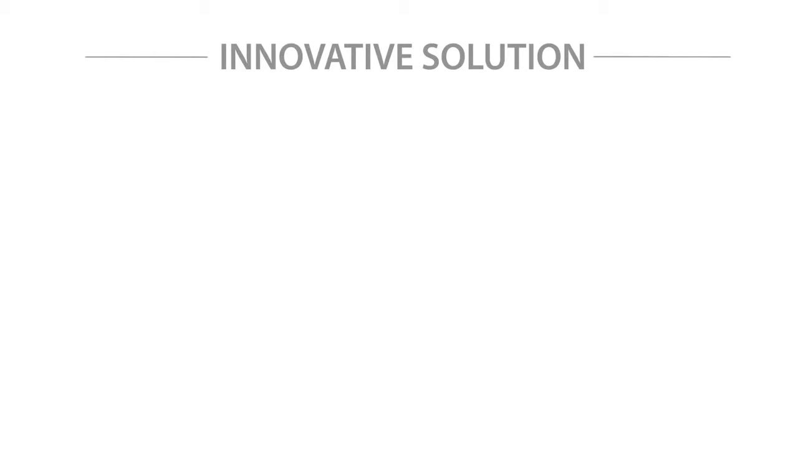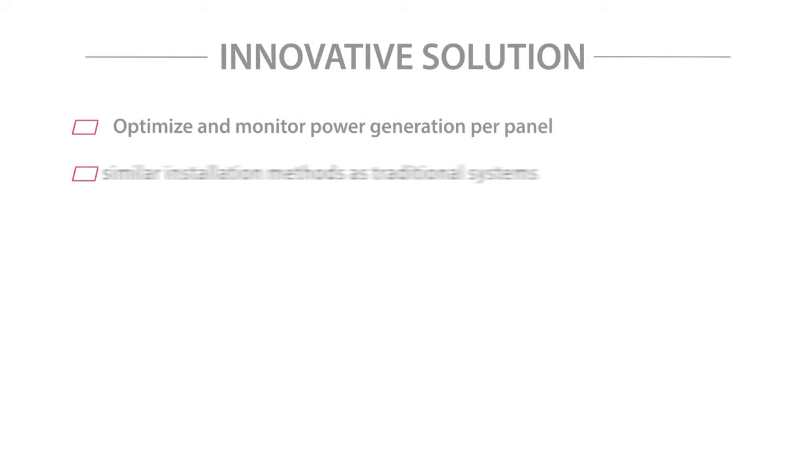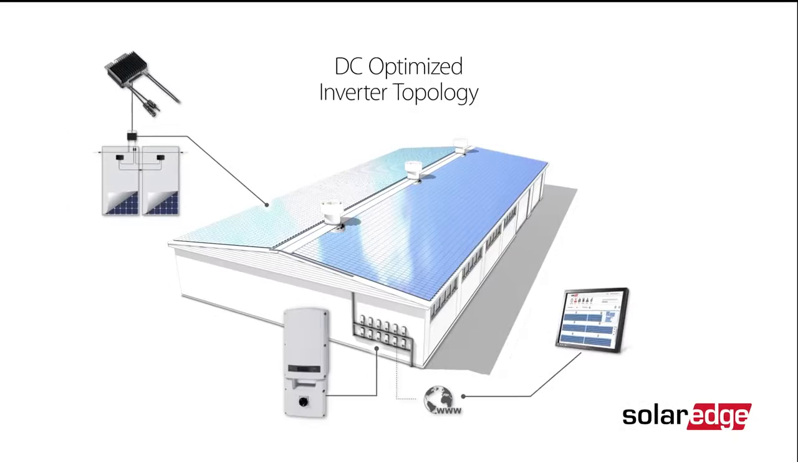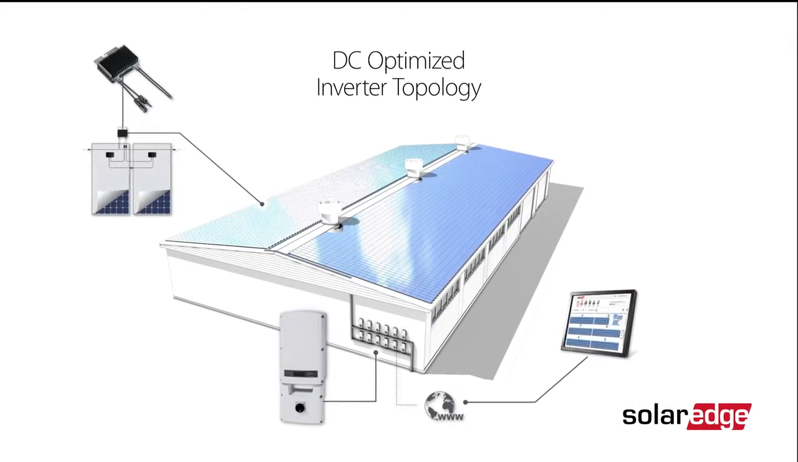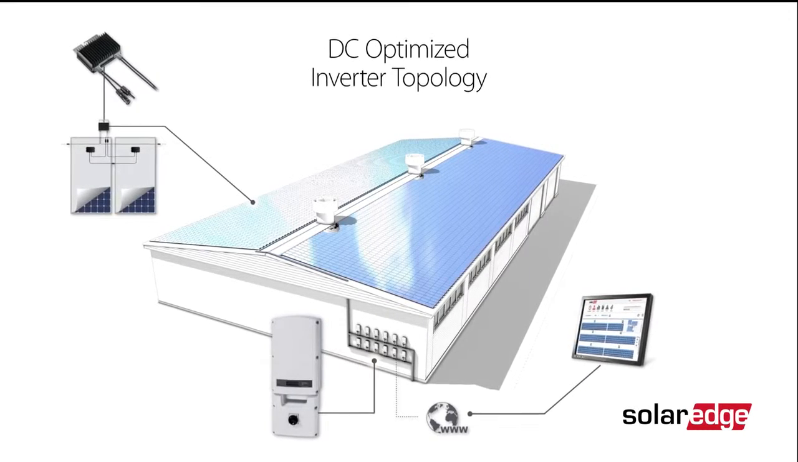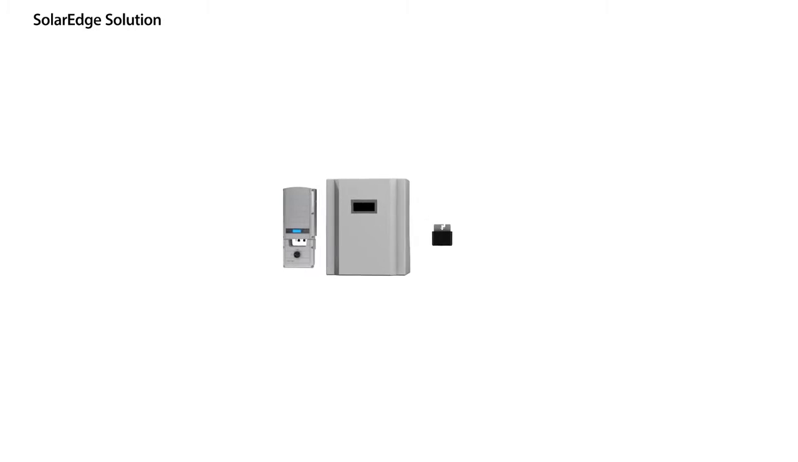When we started to develop the SolarEdge solution, we looked at the challenges posed by traditional systems and defined three goals: to optimize and monitor power generation of each panel, to use the same installation methods and components used to install traditional inverter systems, and to minimize long-term operation and maintenance costs. So, we developed a topology that meets all of these goals: the SolarEdge DC Optimized Inverter Topology. Our solution splits the traditional inverter functionality into two products: the Power Optimizer and a simplified inverter.